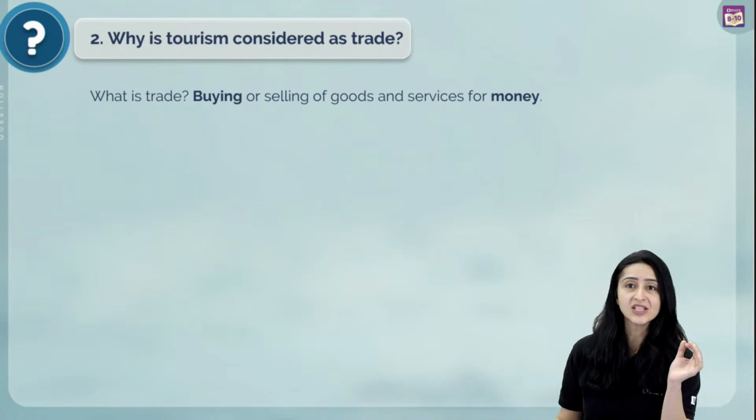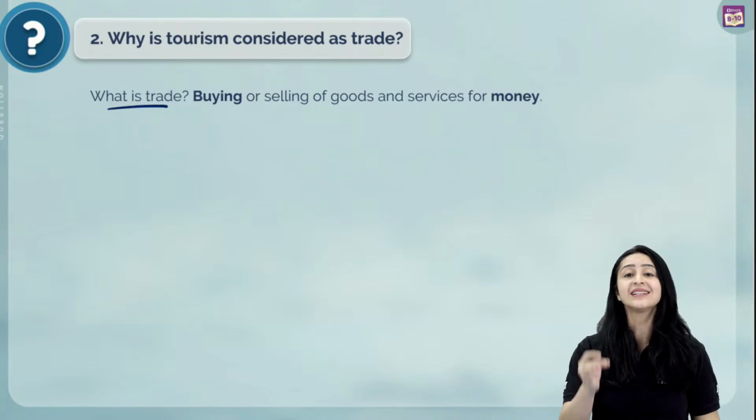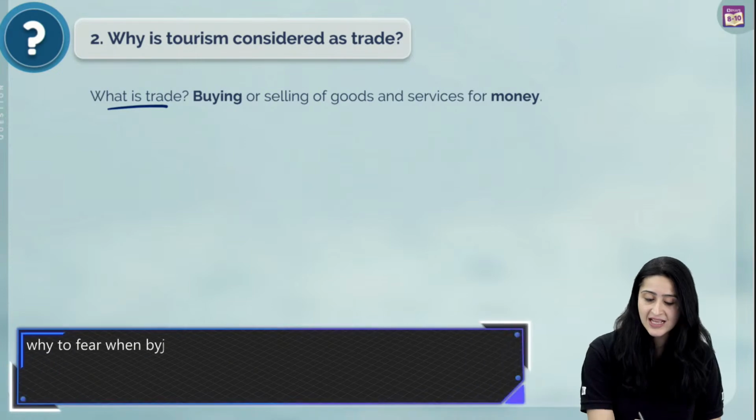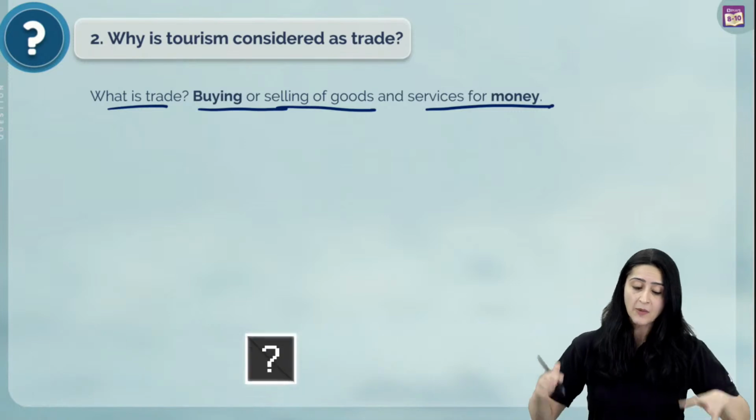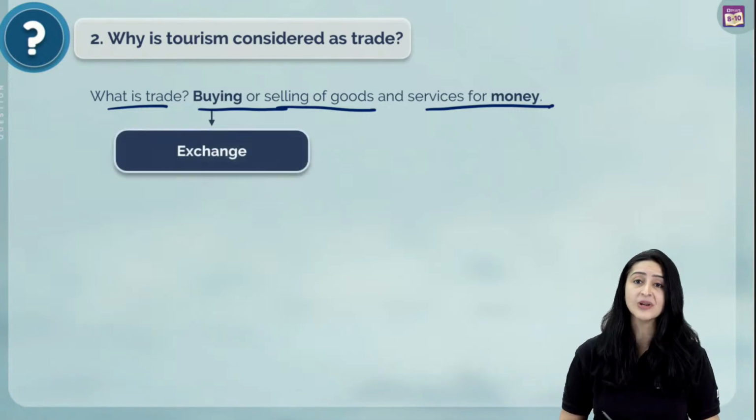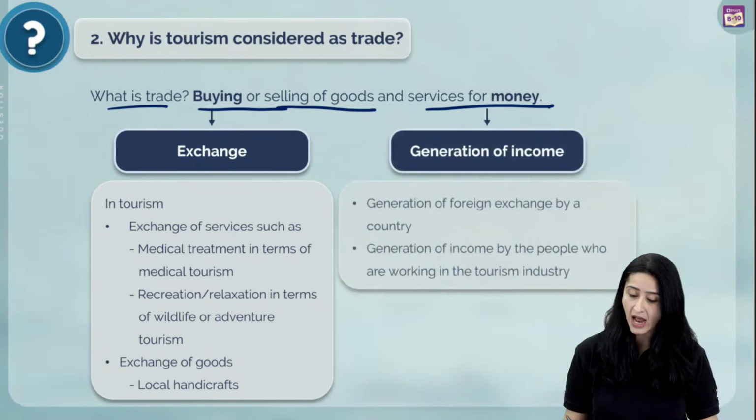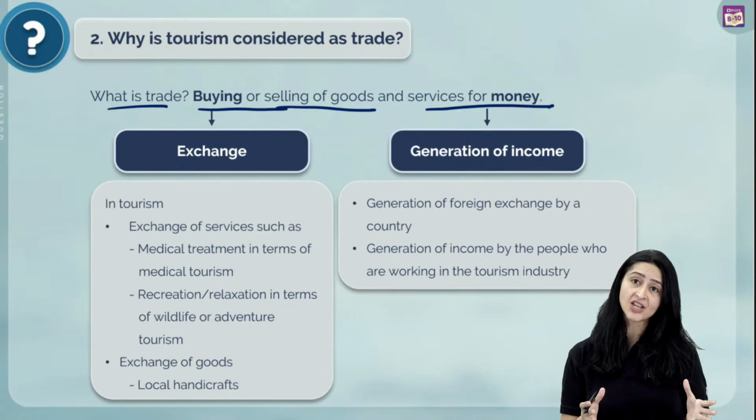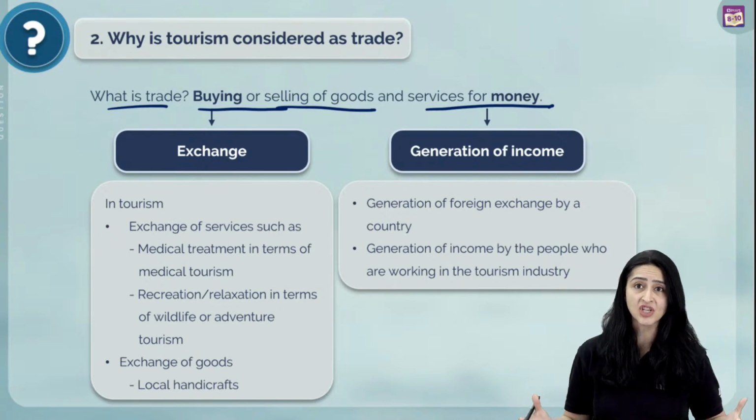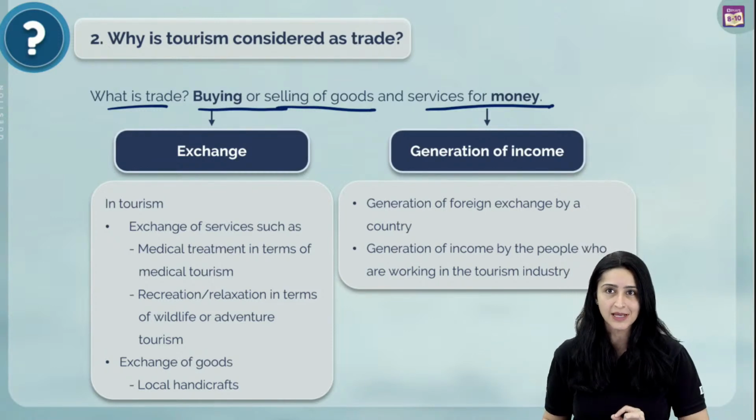To answer this question, we first need to understand what is trade in the first place. What is the definition of trade? Well, trade is basically buying or selling of goods and services for money. Now, when we're talking about buying or selling, we are talking about exchange of goods and services. When we're talking about money, we are talking about generation of income. So, in terms of tourism, is there exchange in tourism? Does exchange happen, as in is there buying and selling of services and goods? And is there generation of money in tourism? If these 2 things are there, then tourism can be considered as a trade.